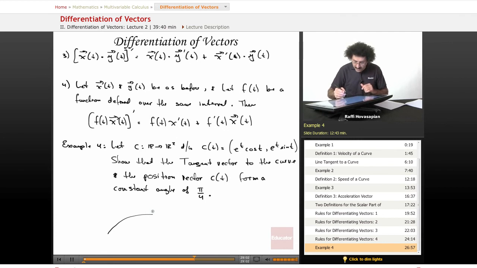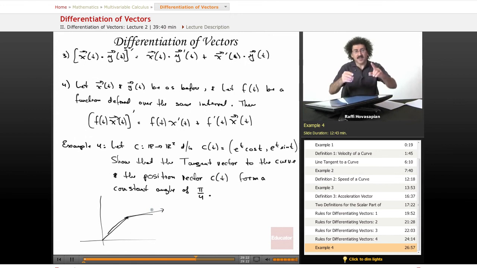problem. So the position vector is going to be some vector. Let's actually go ahead and draw some. So the position vector is going to be this thing right there. That's C of t. Well, the tangent vector is going to be this thing right here. That's going to be the velocity vector. So as this curve moves, they say that the position vector and the tangent vector always keep an angle of pi over 4. That the angle between those 2 vectors always stays pi over 4. That's what we have to demonstrate.